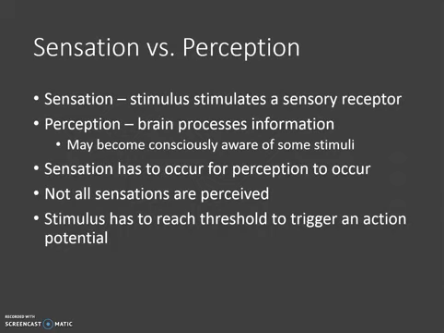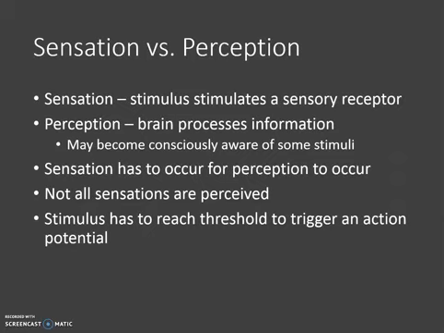Now, there's actually a difference between sensation and perception. Sensation is where a stimulus stimulates a sensory receptor, and perception is when the brain processes that information and you may become consciously aware of that stimulus. The reason why this is different is because even if multiple people are experiencing the same stimulus, sometimes their brain processes it in a different way, and so their perceptions may be different.